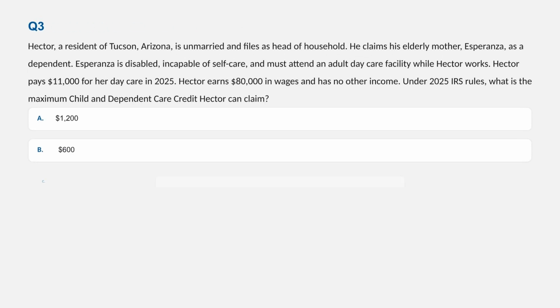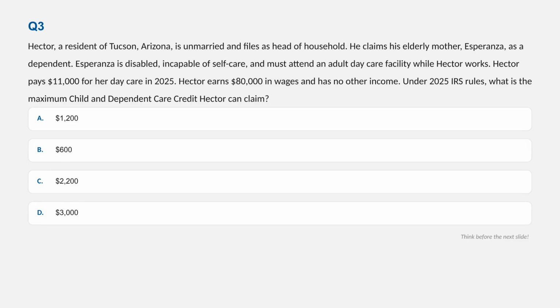Alright, let's move to question 3. Hector, a resident of Tucson, Arizona, is unmarried and files as head of household. He claims his elderly mother, Esperanza, as a dependent. Esperanza is disabled, incapable of self care, and must attend an adult daycare facility while Hector works. Hector pays $11,000 for her daycare in 2025. Hector earns $80,000 in wages and has no other income. Under 2025 IRS rules, what is the maximum child and dependent care credit Hector can claim?